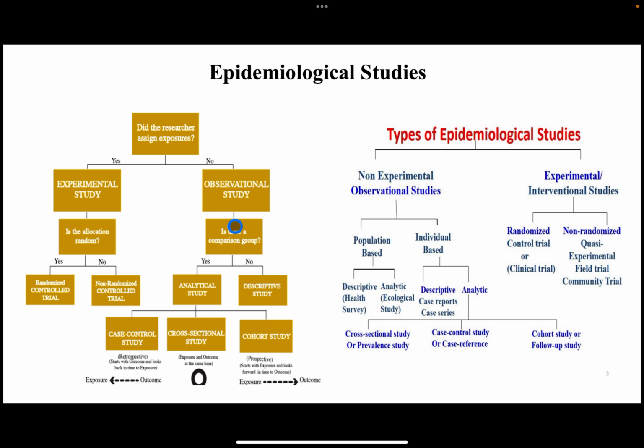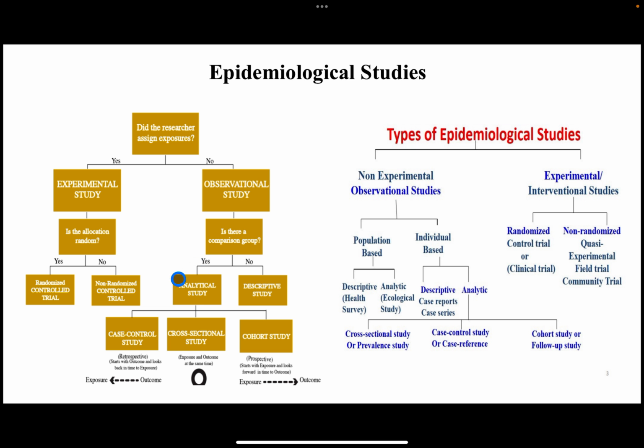Then we have observational. With the observational, is there a comparison group? Are you observing people, but are you going to make a comparison to another group? So you've taken someone you are studying. Are you going to compare the person to another one? If you are going to do a comparison, then it's an analytical study. If you are not going to do any comparison, then you are just going to do a descriptive study.